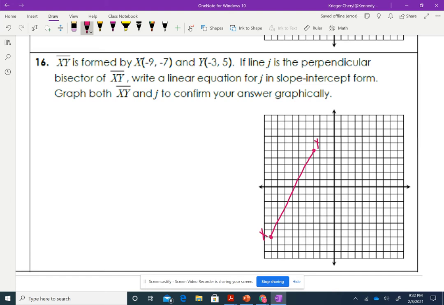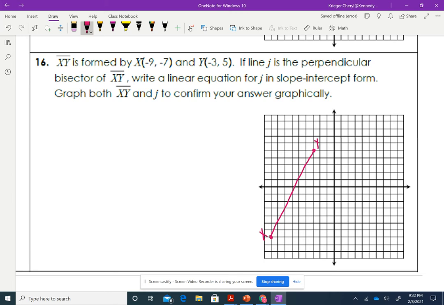Okay. So J is the perpendicular bisector of XY. Write a linear equation for J in slope-intercept form. Graph segment XY and J to confirm your answer graphically. Okay, so I already graphed XY.